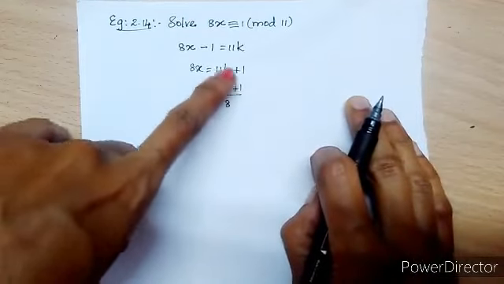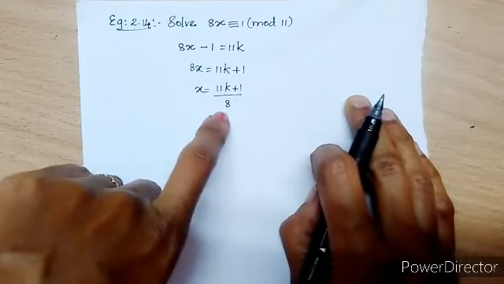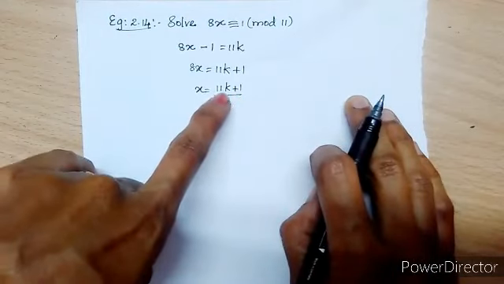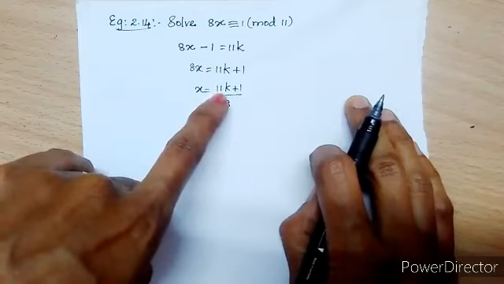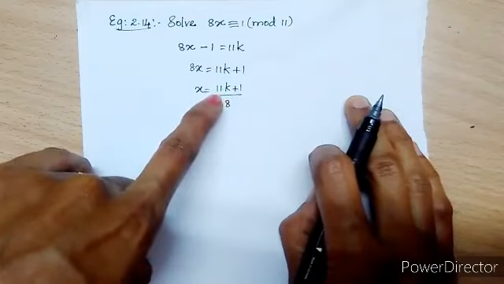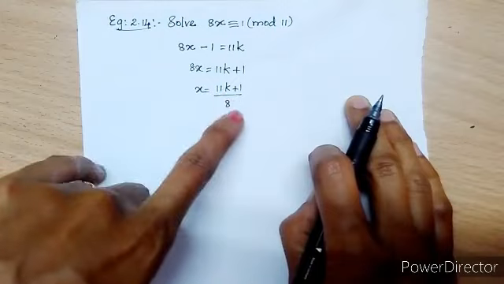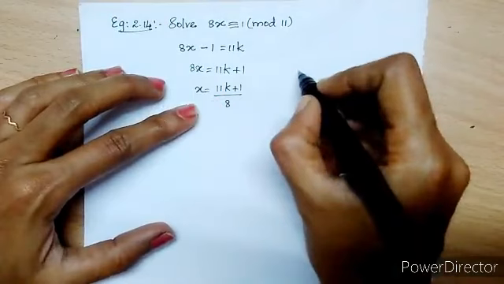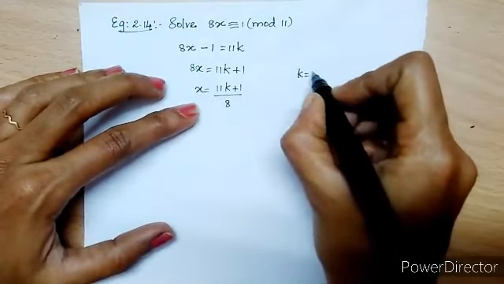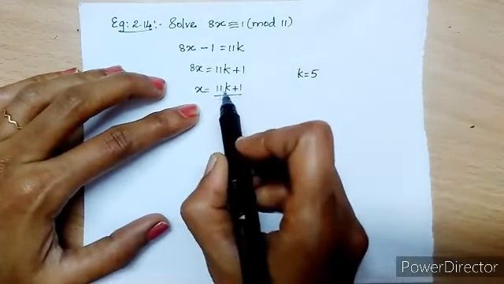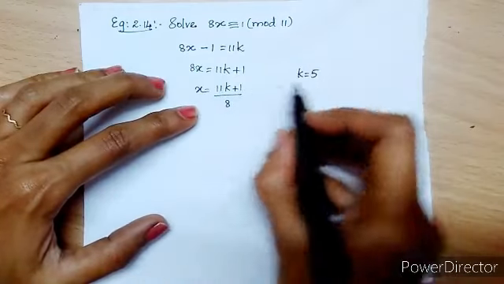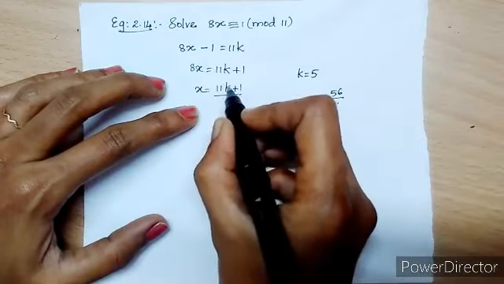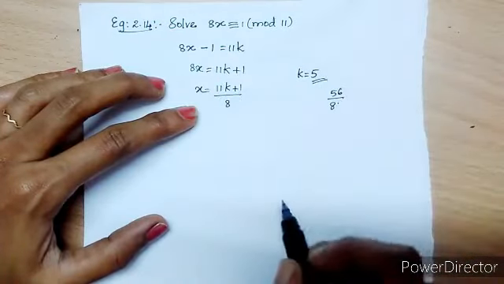So here this value should be divisible by 8. So we have to find such values in the numerator. See, if you apply k as 1, what will you get? 11 into 1, 11 plus 1, 12. 12 is not divisible by 8. Okay, so if you apply the value for k as 5, you will get 11 into 5, 55 plus 1, 56. So 56 is divisible by 8. So the first value for k will be 5.